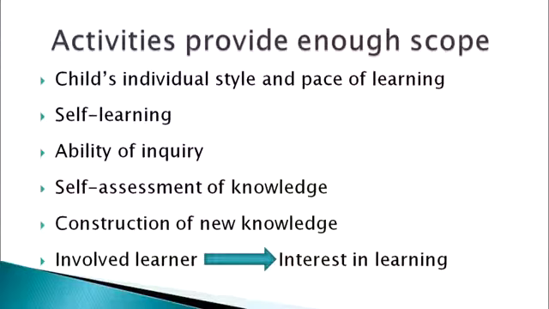Now, concretely, the advantages are that activities, already discussed also in some sense or the other, provide enough scope. Enough scope for what? One, a child's individual style. Every child, and it has been recognized by our educational researchers also, has a unique, individual style and pace of learning, and they have different methods. So activity has the scope.